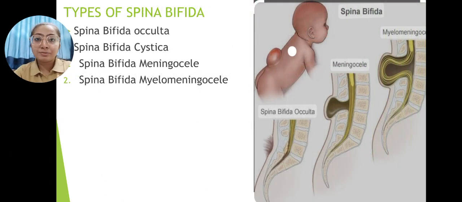Now, what are the types of spina bifida? There are two types of spina bifida. First is spina bifida occulta and second is spina bifida cystica. Spina bifida cystica further divides into two, meningocele and myelomeningocele.